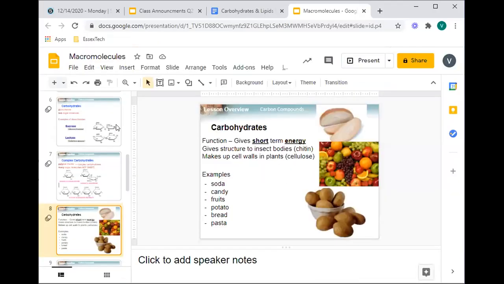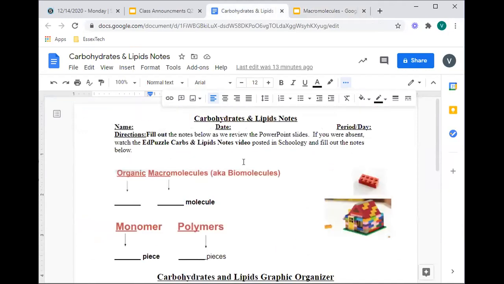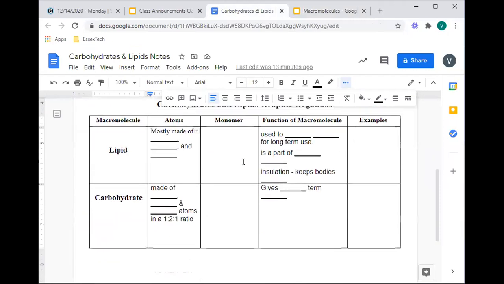So make sure that you have filled out your notes. And if you need to rewind, make sure you rewind and fill out the notes and then fill out this graphic organizer.